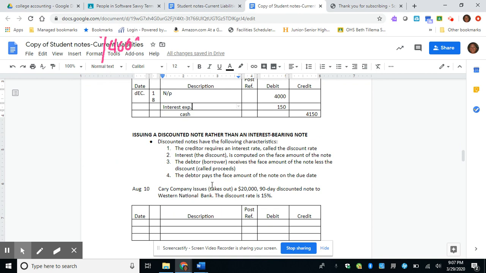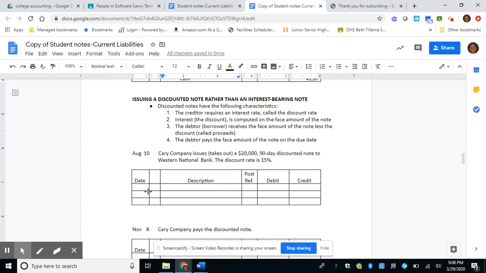So the only other thing that we're going to go through today is something called a discounted note. A discounted note is different. It is going to ask us to collect interest before the note is paid off. So, for example, we are going to take a $20,000 note. So we're going to go to the bank and take a $20,000 loan. We're going to walk away from the bank with less than $20,000 because it's a discounted note. So we're going to pay interest before we take out the note.